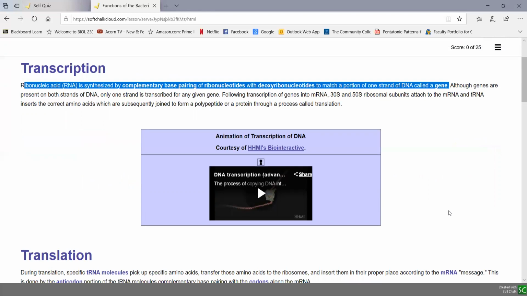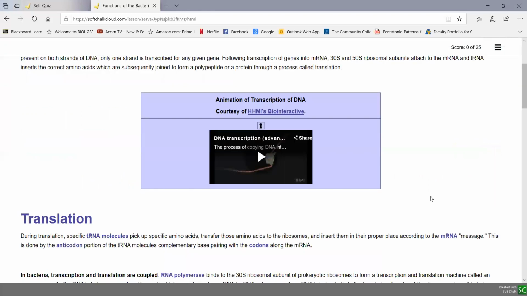So that's transcription, transcribing genes in the DNA into complementary RNA, such as messenger RNA. And there's a nice little Howard Hughes Medical Institute movie of transcription if you want to watch that.